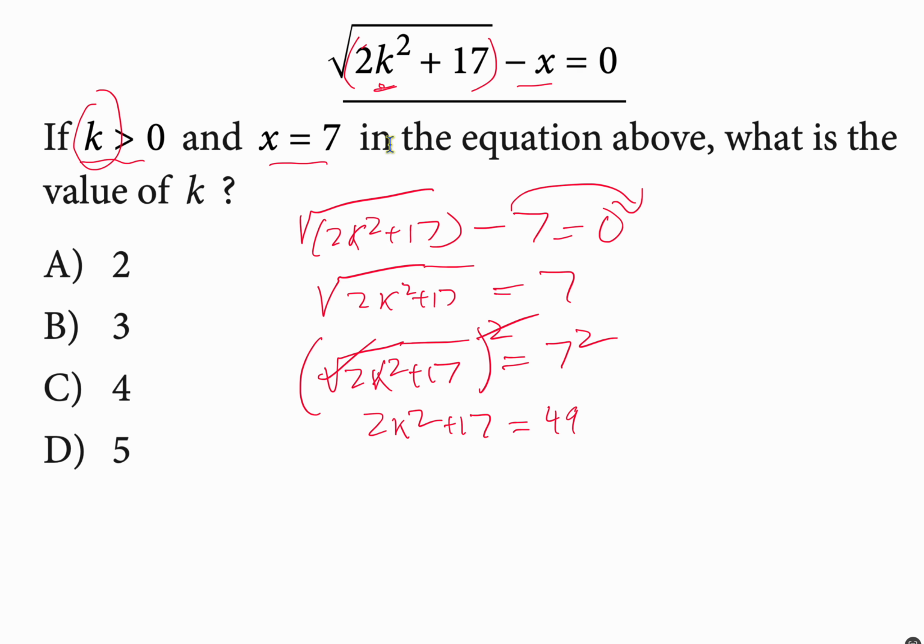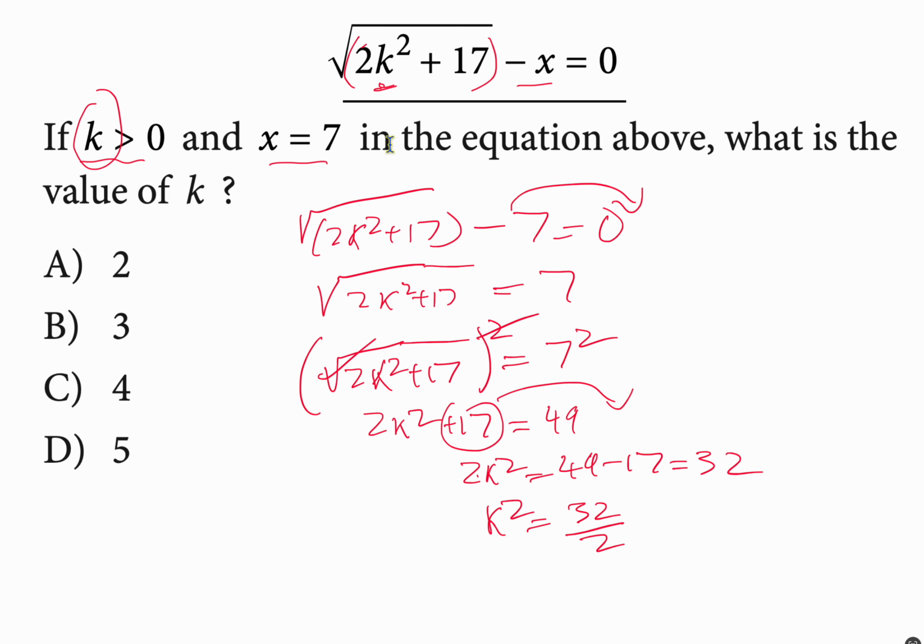Okay, and then you start moving the positive 17 over here, so you're down to 2k squared equals 49 minus 17 equals 32, okay? And then k squared equals 32 over 2, right? Here it's multiply, you move it over here, it's divided. And then that equals 16. So k squared equals 16, so k equals the square root of 16, which is 4. So 4 is the answer. That's the key. So that's how you solve these kinds of equations.